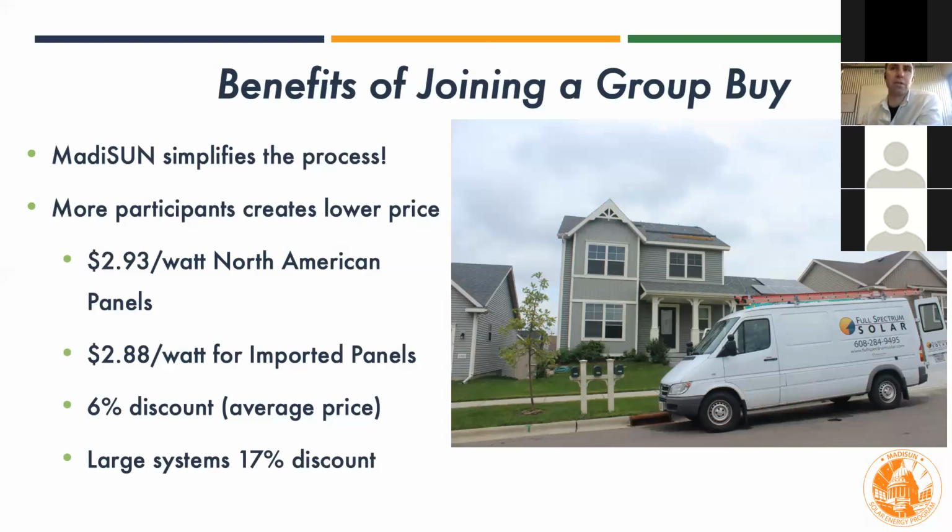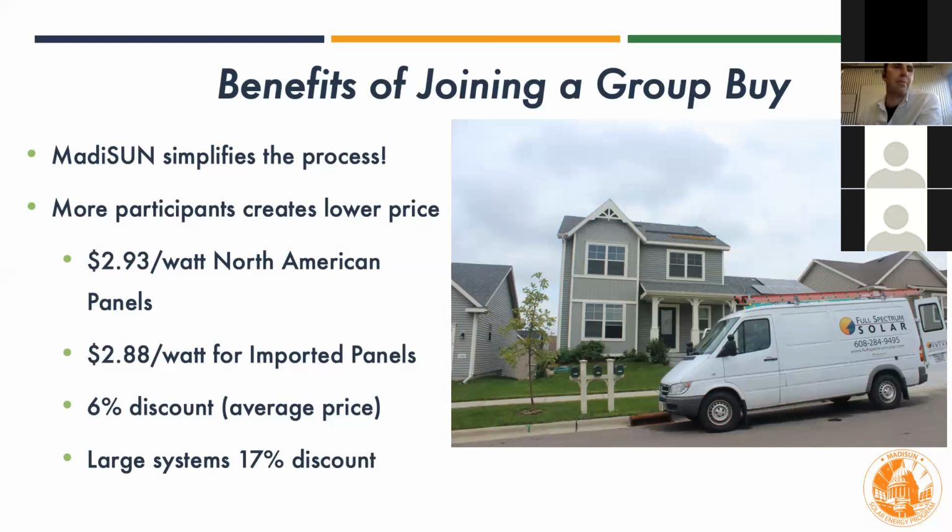Each of those 72 cell panels, the North American ones will produce 370 watts each, whereas the imported 72 cell ones will create 320 watts each. But again, they both work in the same way. A 5 kilowatt array in North American panels is still going to be a 5 kilowatt array in imported panels as well.